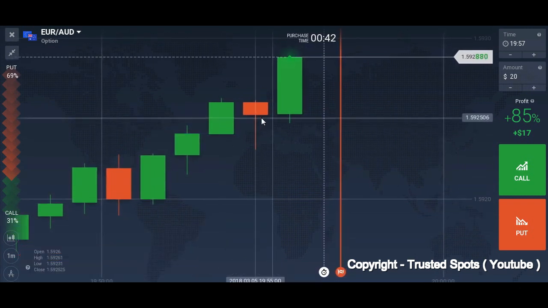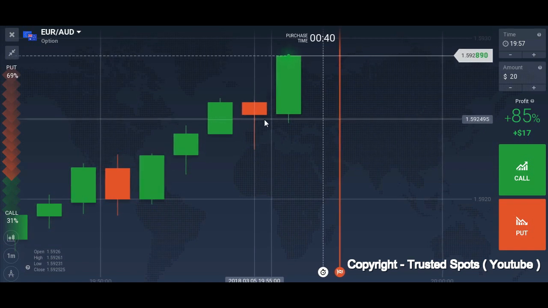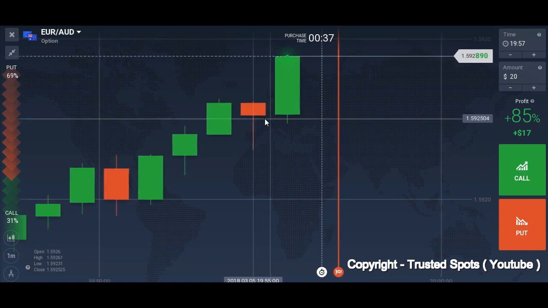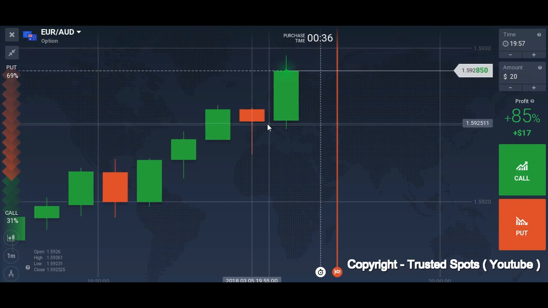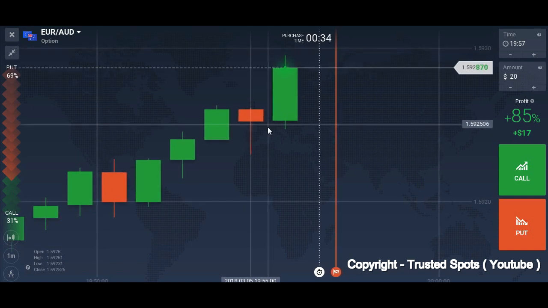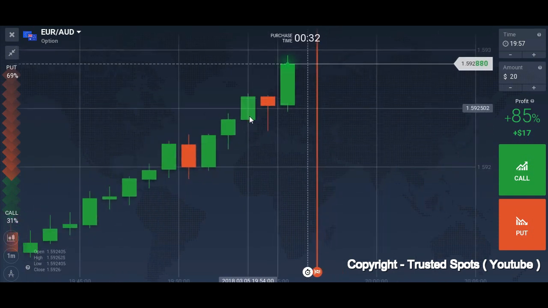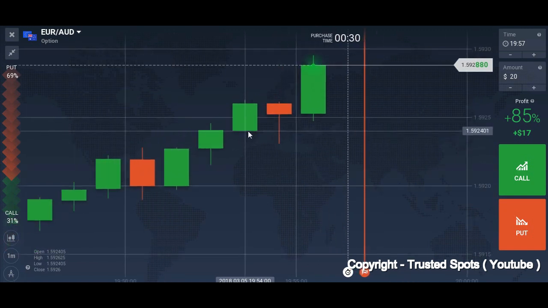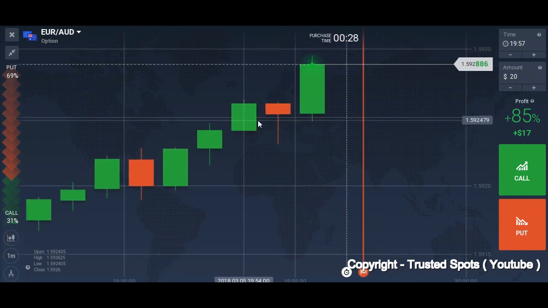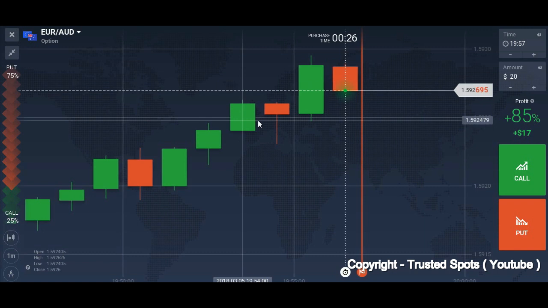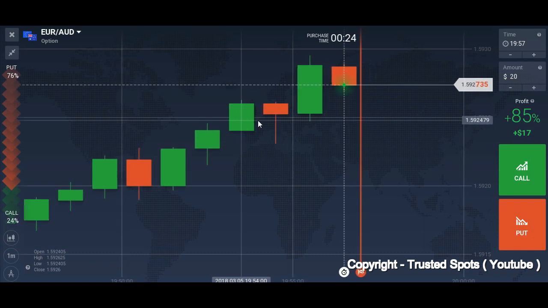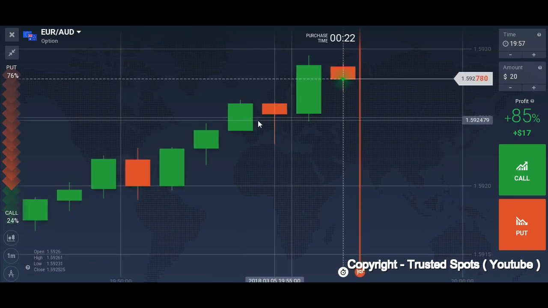If you look carefully here, this is a level of 1.592500, which is also a whole number, and this candle broke this level. Previously it was an extreme level. That's why I placed the trade. So we have taken two trades and both are on the winning side. Now let's discuss the whole number.